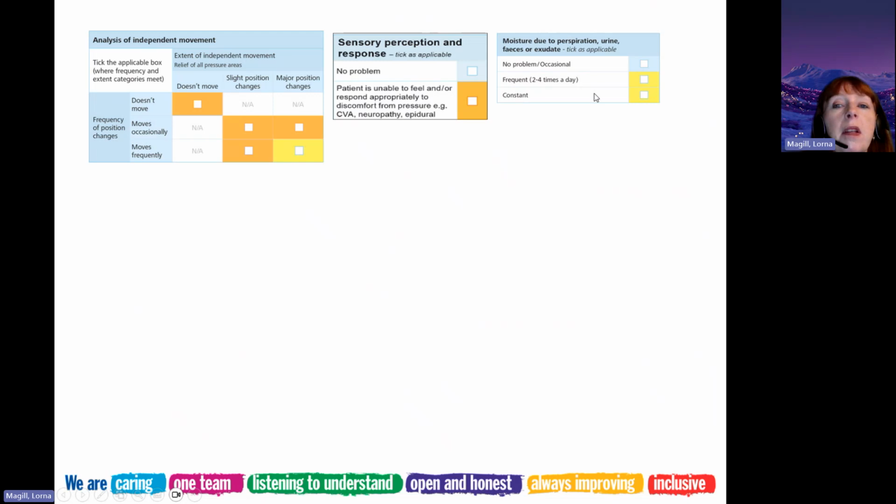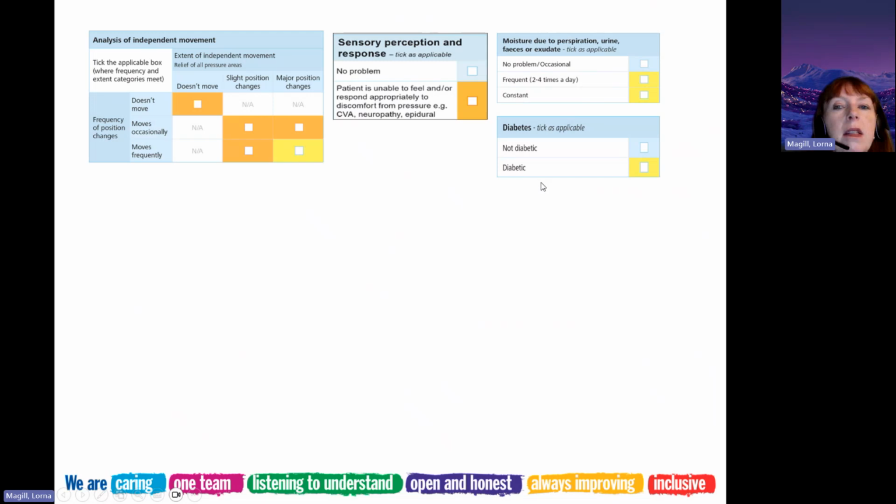People have asked about the subjectivity between these two boxes of frequent and constant. If the patient has just been admitted to your ward, you may not know the absolute correct answer to this as yet. However, they both just give us a yellow box indicating that we need to consider it a little bit further.